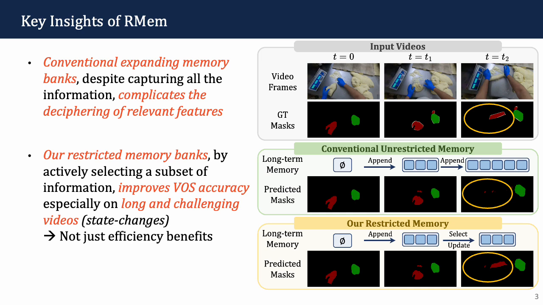Our investigation is different from previous studies in that we go beyond the mere efficiency advantages of restricted memory banks, revealing their key advantages in VOS accuracy. And just for your information, such a restricted memory bank is also adopted in the most recent SAM2 model, so we think it could be a very powerful component for all the VOS methods.